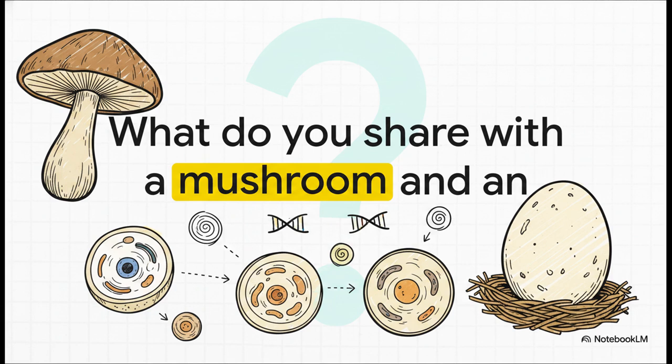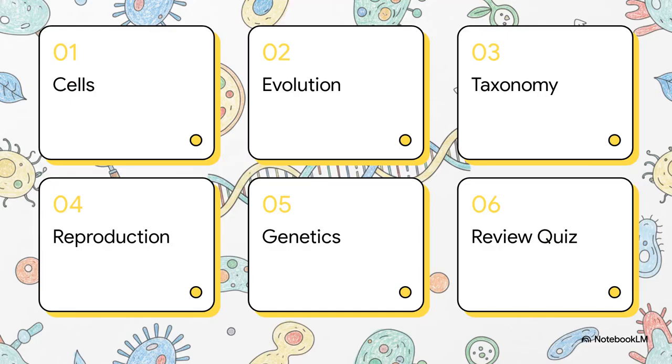You see, despite our extremely obvious outward differences, down at a cellular level, we all share an astonishingly similar architecture. Here's our roadmap for today's journey. We'll start with 1, the building block cells. Move into 2, the story of evolution. Look at 3, organizing life taxonomy. Explore 4, passing it on, reproduction. Decode 5, the blueprint genetics, and then lock it all in with 6, a final review pop quiz.